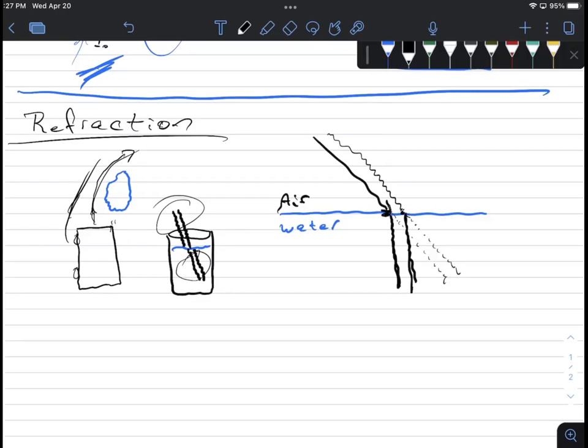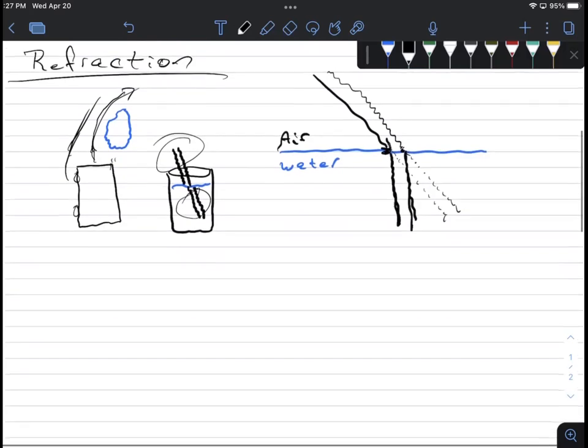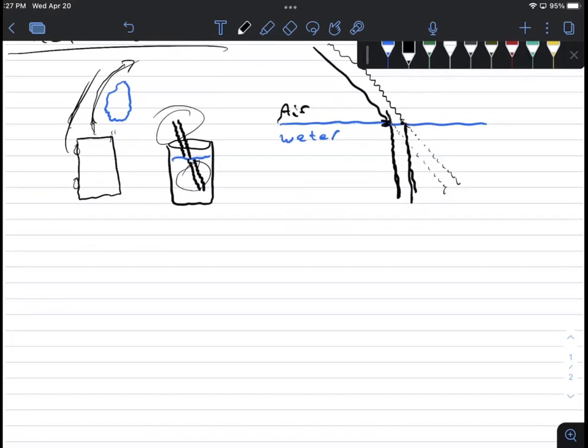And of course, there's other reasons to know about refraction, but how do we do it? Thankfully, it's a very easy equation. It's what's called Snell's Law.